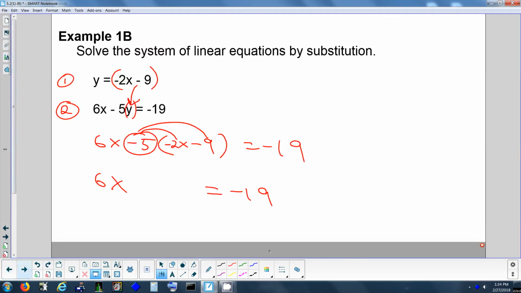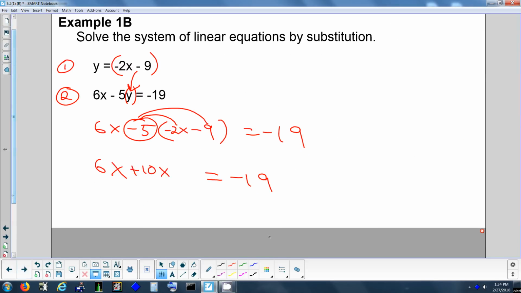What's negative 5 times negative 2x? 10x. Positive or negative? It would be positive. So you got to make sure, guys, when you do that part, you can't just write 10x. Write the sign too. What about negative 5 times negative 9? 45. Positive 45.